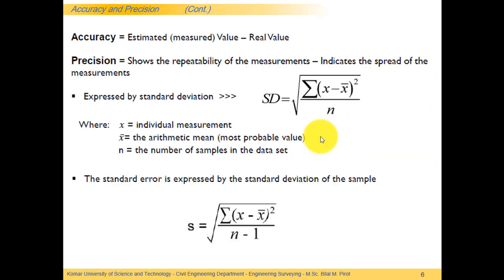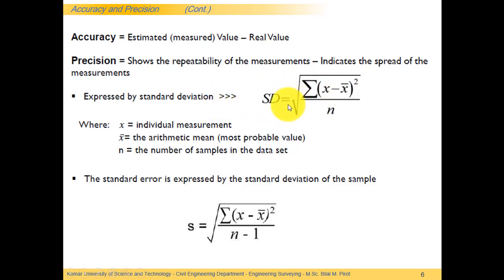We have some derivations for the formulas for accuracy and precision. Really, this is only for understanding. Accuracy is the estimated value minus the real value. But for the precision, we can find precision by the standard deviation formula. This formula is called the standard deviation formula.